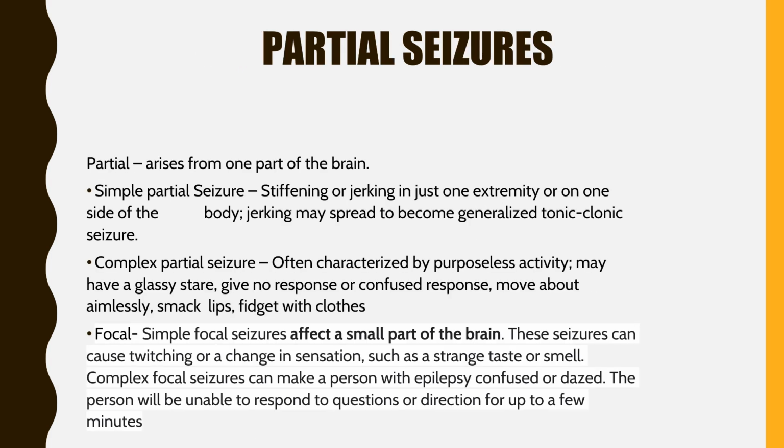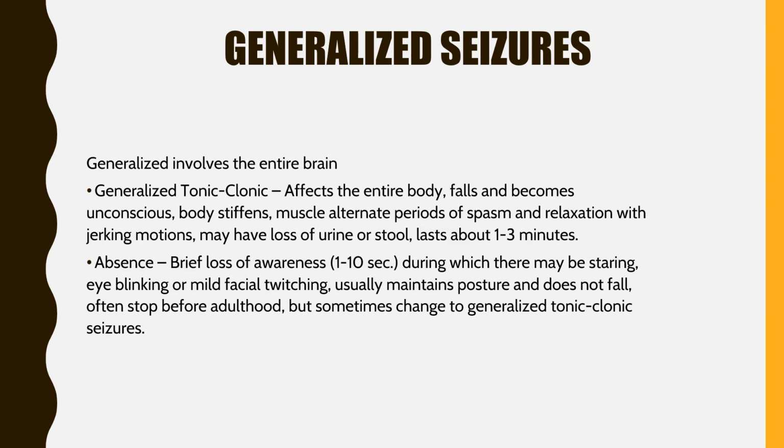Here's some information on partial seizures and their subclasses, such as simple partial, complex partial, focal. As previously stated, generalized seizures involve the entire brain. Generalized tonic-clonic affects the entire body. Falls and becomes unconscious. Body stiffens, muscles alternate periods of spasm and relaxation with jerky motions, may have loss of urine or stool, and lasts about 1 to 3 minutes.